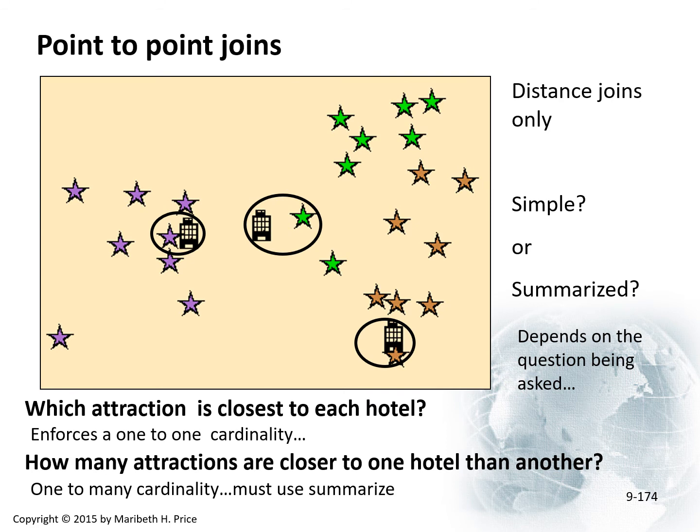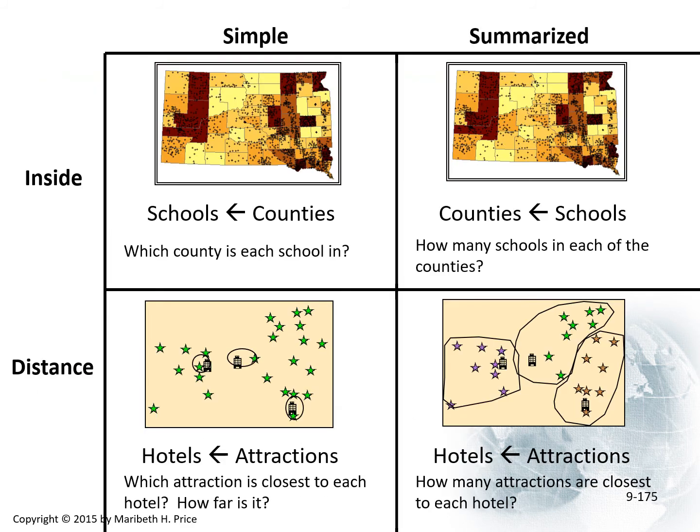Point to points are easy when they're distance. It's simply find the closest one. The only issue is you've got to make sure everything's in the same projection, because that can change what's closest to what. This little diagram helps you understand inside joins versus distance joins. In other words, schools that are in a county is inside, whereas hotels closest to an amusement park is a distance. And then if it's summarized, like you have multiple schools that you're joining to a single county, or multiple attractions that you're joining spatial data to a single hotel, those would be summarized, whereas if it was the other way around, it would just be the simple one.